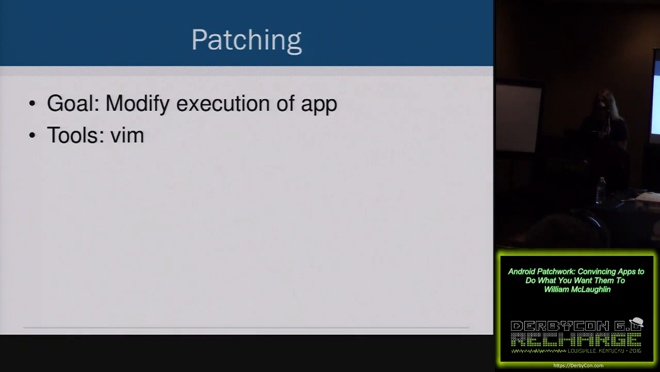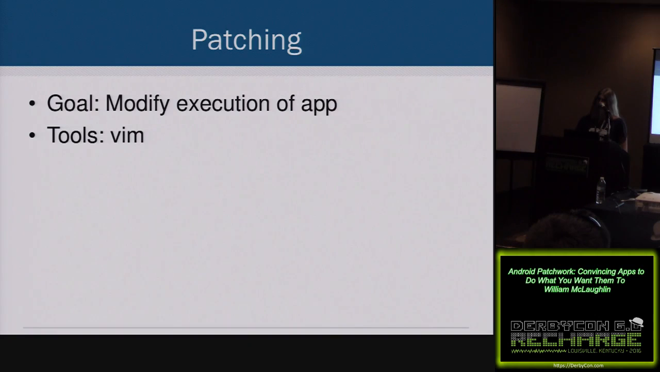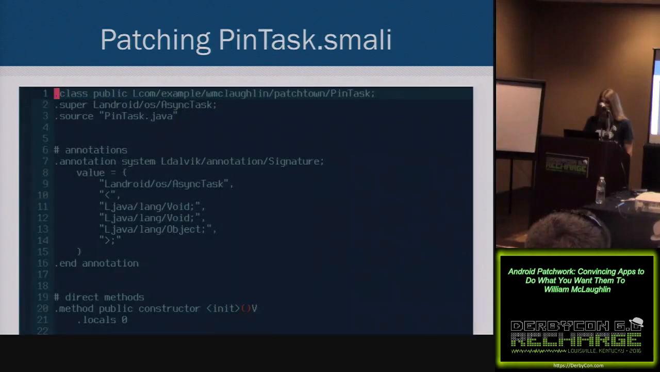So let's do it. Our goal here is to modify the execution of the app to do what we want. We want to avoid the cert pinning. We want it to always succeed so we can use whatever cert we want. Call it a day. Again, I'm going to be using Vim. Any text editor will do.